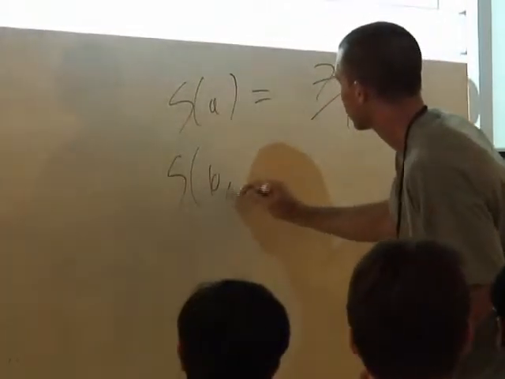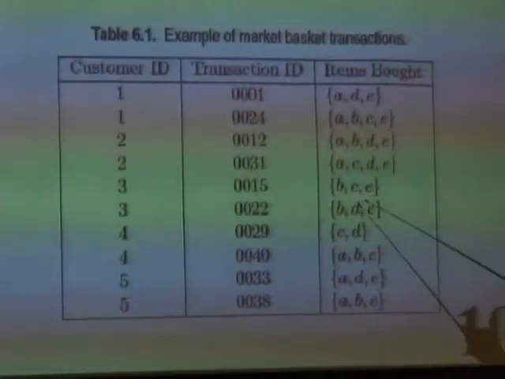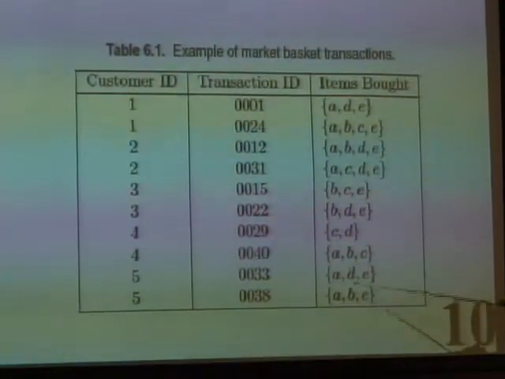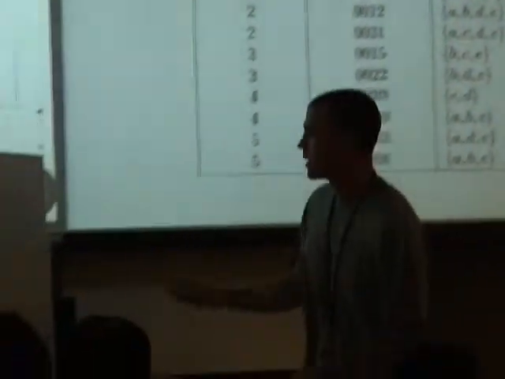Support for the next one is BD. That one is how many contain both B and D. That's just 1, 2, 2. Only 2 of them actually have both B and D. Okay, so that's 2 out of 10.